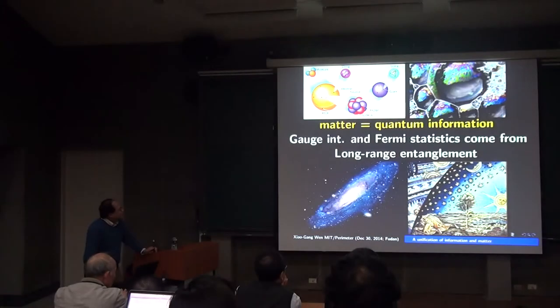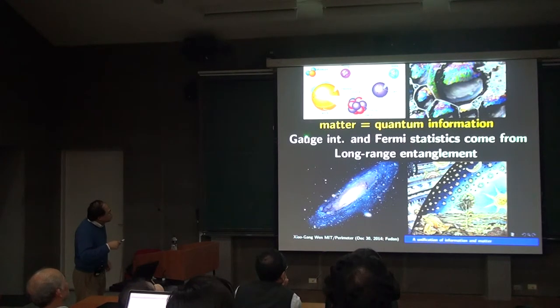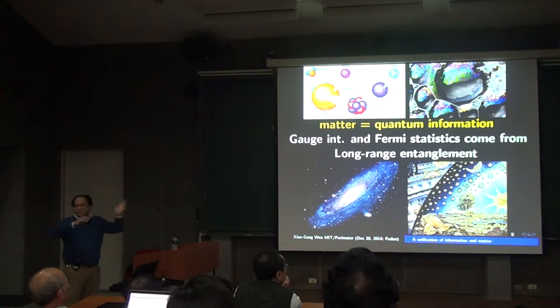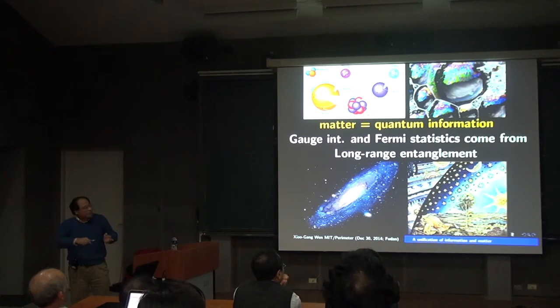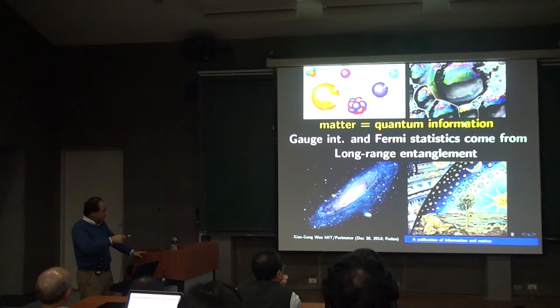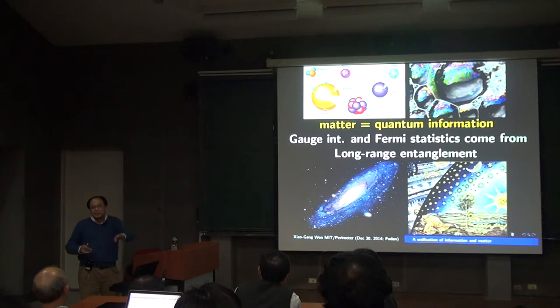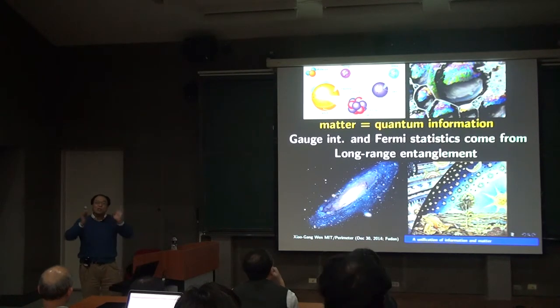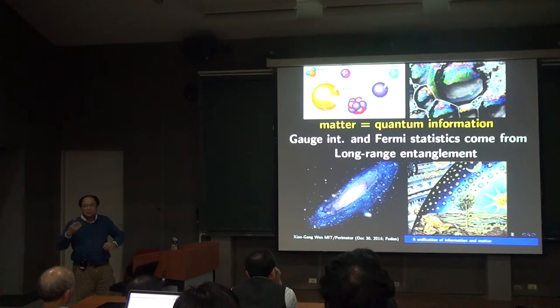Okay, maybe let me skip this. So basically, the message here is that matter and information are the same thing, and this picture is possible and consistent with our work because quantum information has long-range entanglement. Because of long-range entanglement, this richness, like gauge interaction, Fermi statistics, spin 1/2, this kind of weird property can be explained using qubits, using these very simple qubits. Once we have long-range entanglement, all these strange properties can be explained.